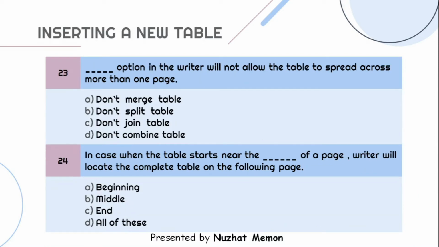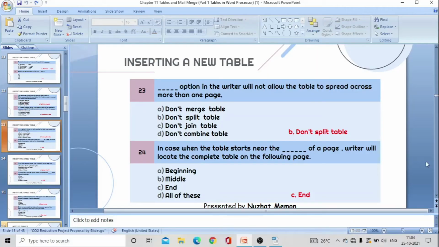23. Dash option in Writer will not allow the table to spread across more than 1 page. So if you select don't split table, it will not allow the table to spread across more than 1 page. 24. In case the table starts near the end of the page, Writer will locate the complete table on the following page. So we'll see that also.